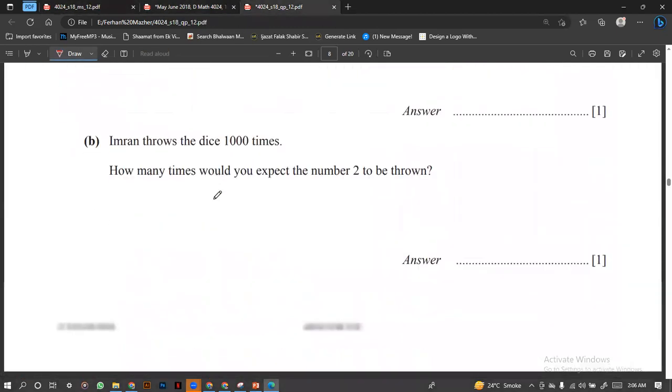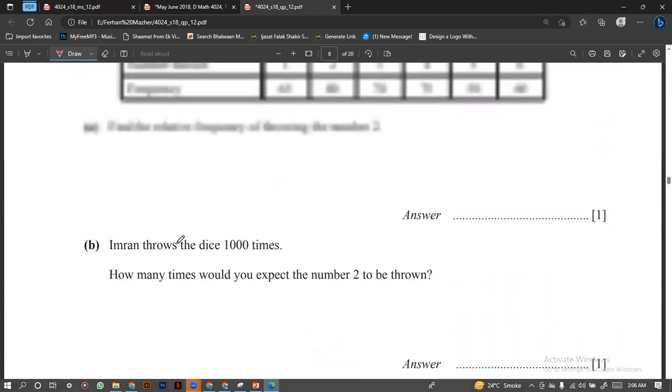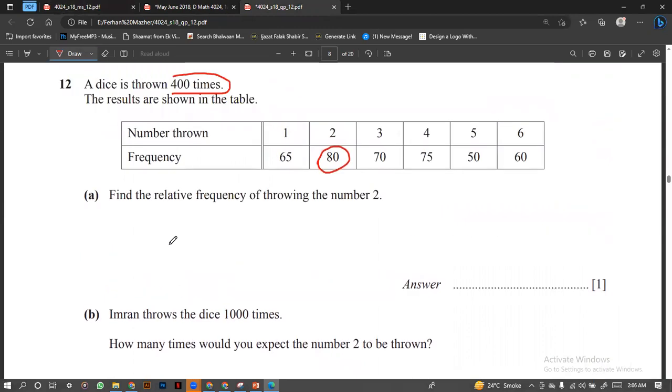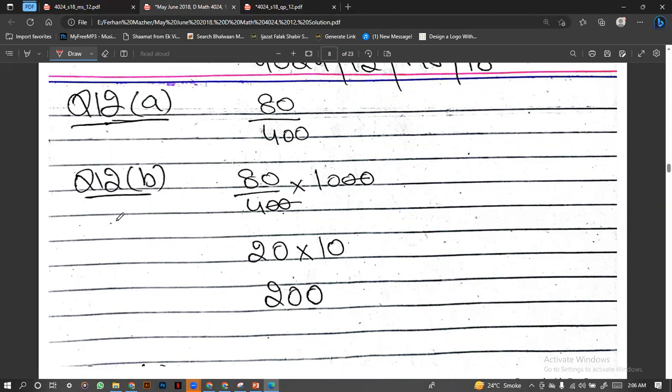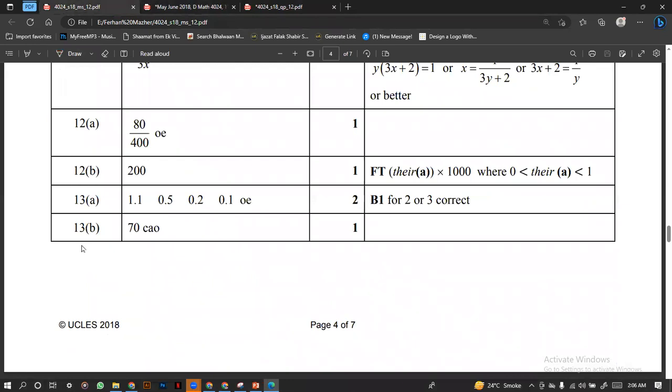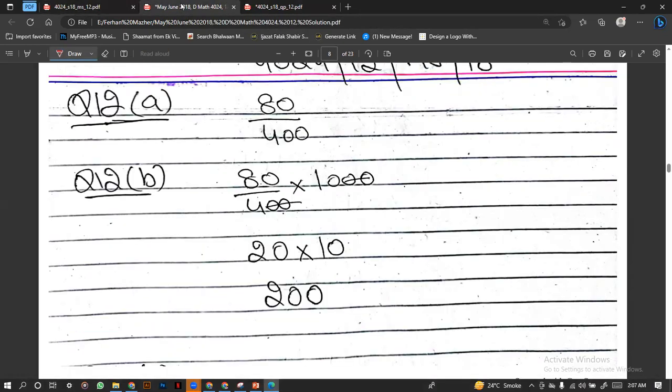Okay, then we have Imran, B part. Imran throws the dice 1,000 times. How many times would you expect the number 2 to be thrown? So out of 400, the 2 came out 80 times. So out of 1,000, how many times will the 2 come? That will be 80 divided by 400 multiply 1,000. That will be 20 into 10, and that will be 200. So when you throw the dice 1,000 times, 200 times 2 will come.